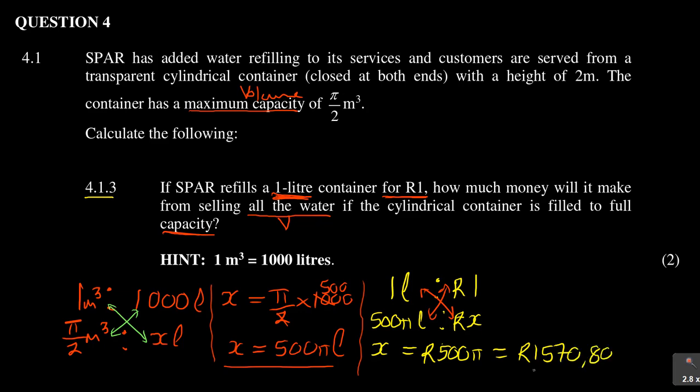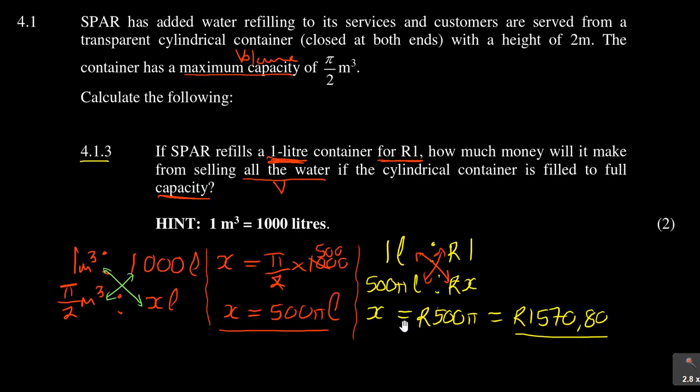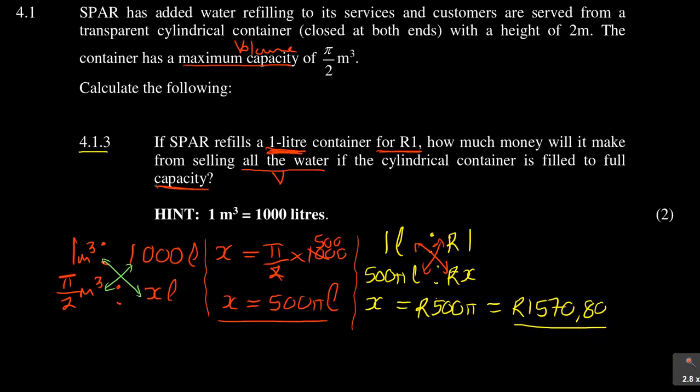So this is what they meant to say. They're saying how much money it will cost. So you say, in this case, therefore, it will cost 1570 rand 80 cent. So that's how much money it will cost for a full capacity of that cylindrical container. So that is how you could have solved it.